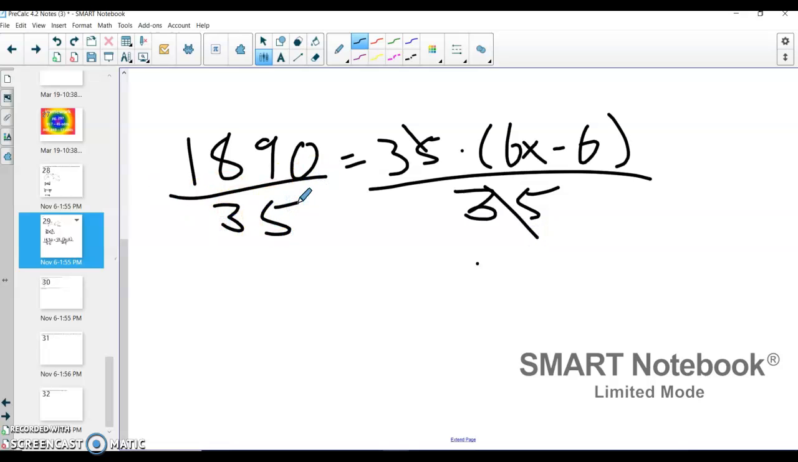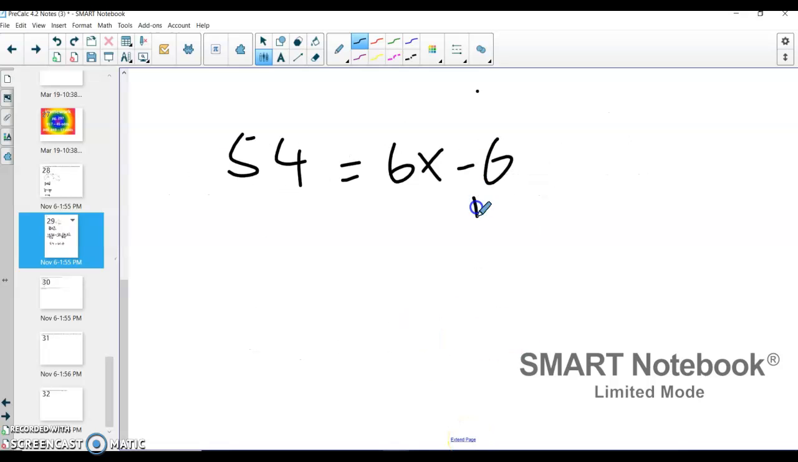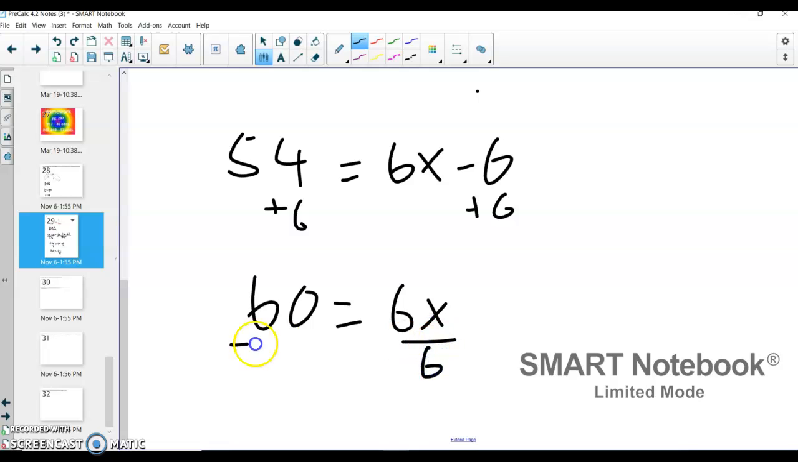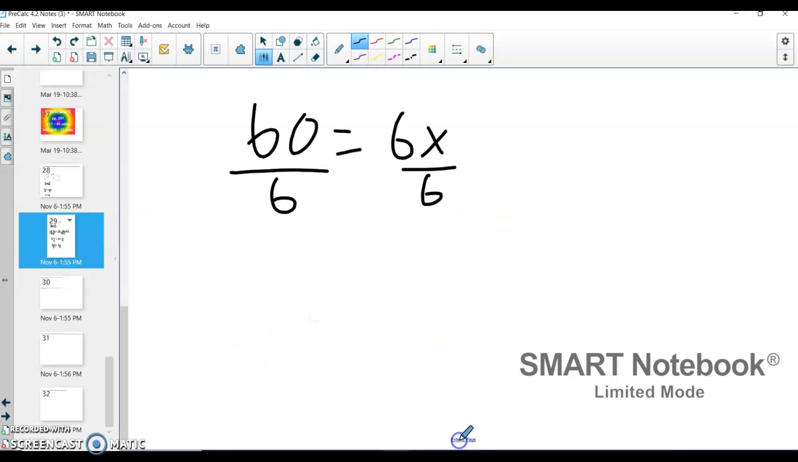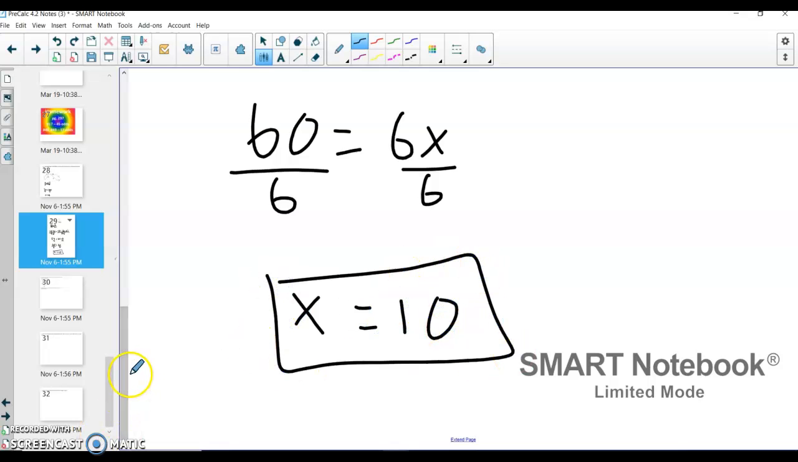All right, so then I got 1890 divided by 35. After I do that, I'm left with 54. So 54 equals 6x minus 6. I'm going to add 6 to both sides. So I have 60 equals 6x. And then lastly, I just need to divide by 6. And I'm going to end up with x equals 10. So definitely a tougher problem there.